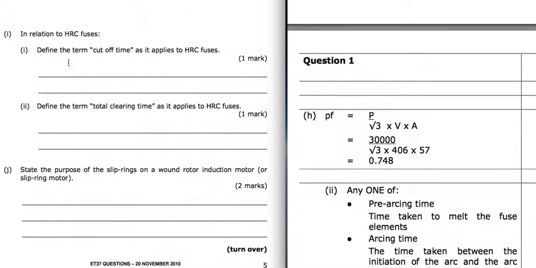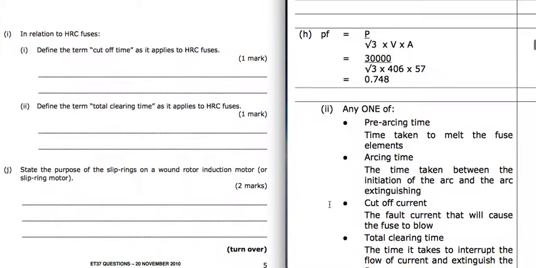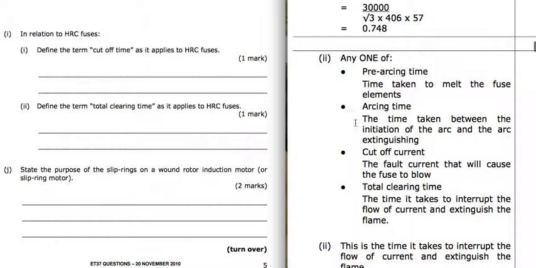In relation to HRC fuses, define the term cut-off time. Now with their answers here, they've put every answer that you could have. I don't agree with all of those. I would say it's the pre-arcing time. So it's the time taken to melt the fuse element that I would consider the cut-off time.